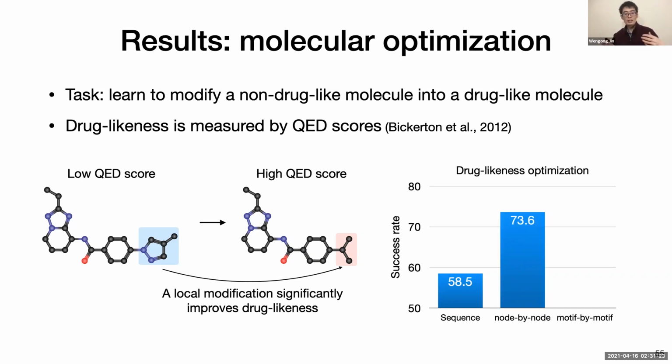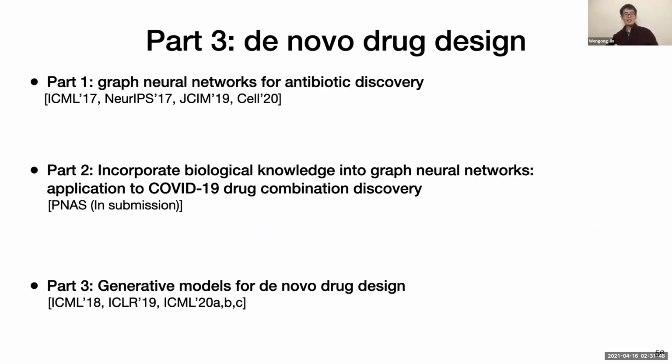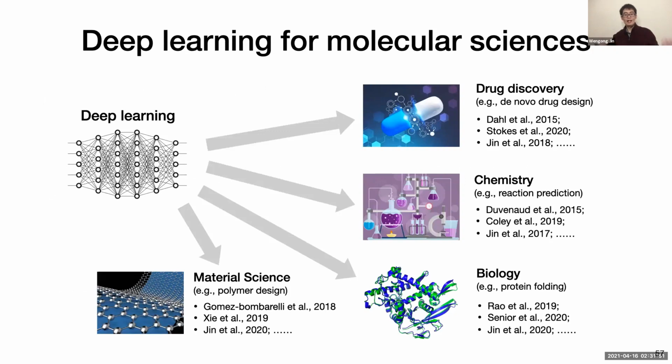If you move from this node-by-node approach into this graph representation, it immediately does a lot better. But the motif-by-motif approach can do even better in this task. So it also shows the advantage of this motif-based generation. So this is sort of the three parts of the story. I hope that it gives you a little bit of flavor of what we can accomplish in this space.